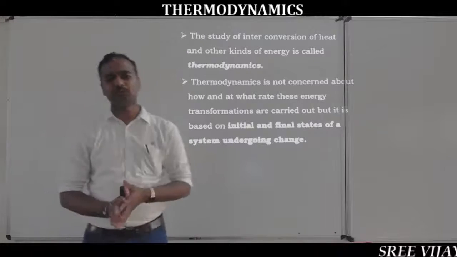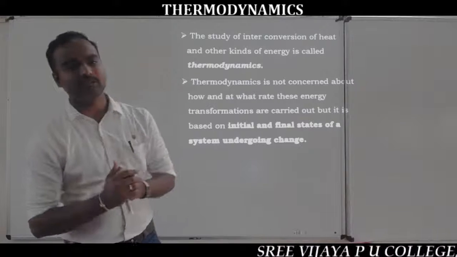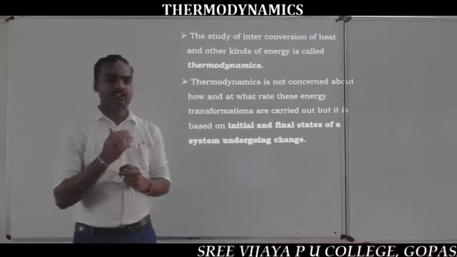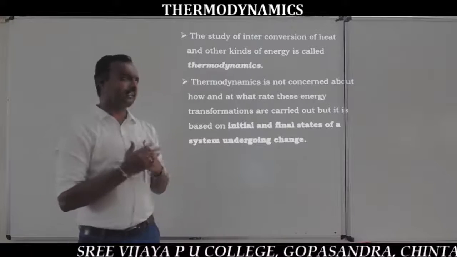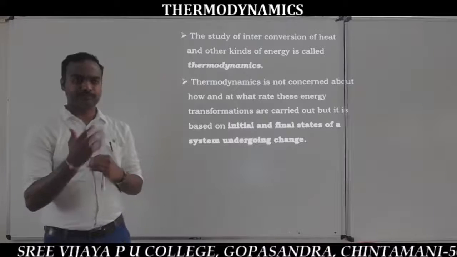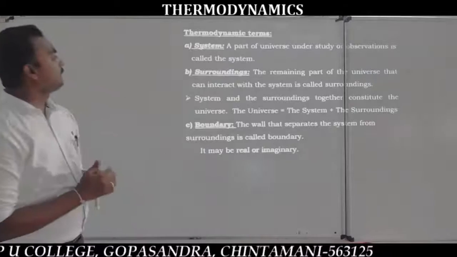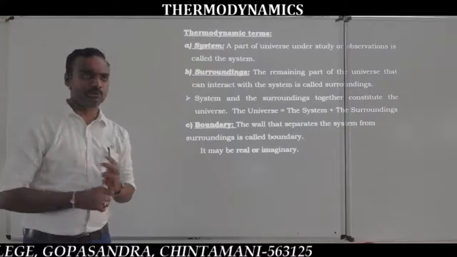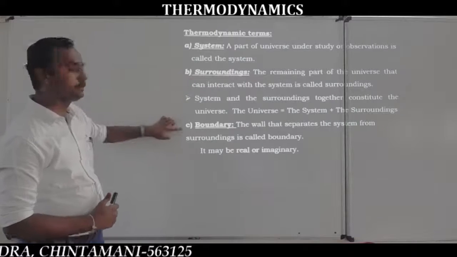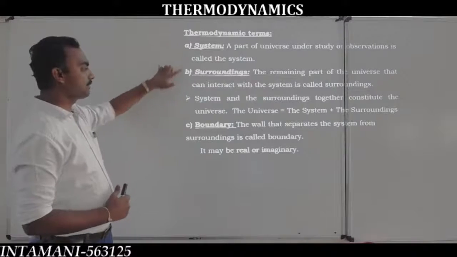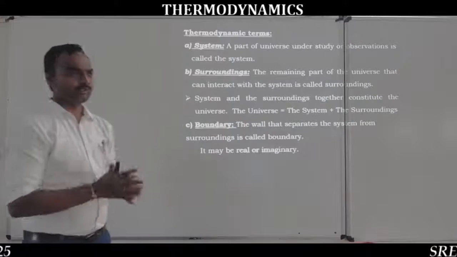And what are some thermodynamic terms? Before the main chapter, there are some thermodynamic terms: systems, surroundings, and what types of systems there are, like adiabatic and isothermal. Those are very important terms. Before entering the actual chapter, let me start with the thermodynamic terms: system, surroundings, and boundary. What is the meaning of system, surroundings, and boundary, and what types of systems you have, we discuss in the next slide.